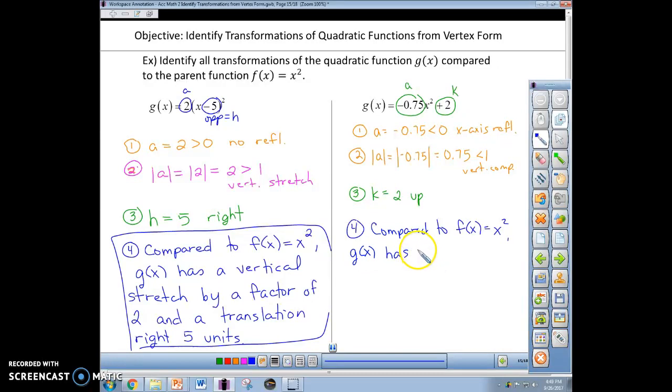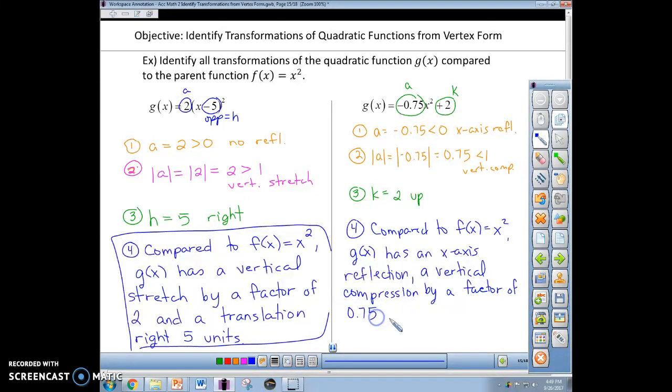So compared to f of x equals x squared, g of x has an x-axis reflection, a vertical compression by a factor of 0.75, and a translation up 2 units.